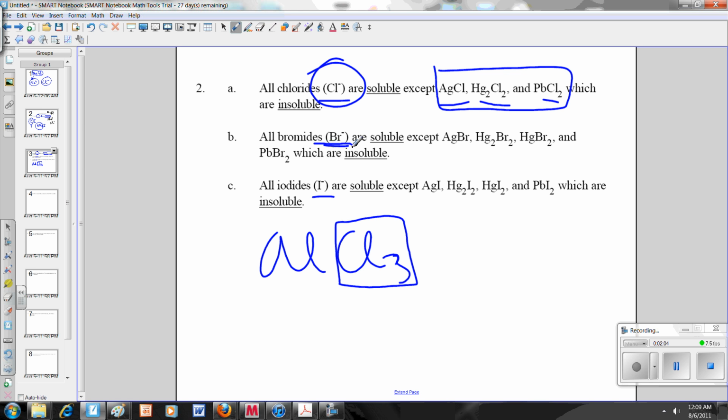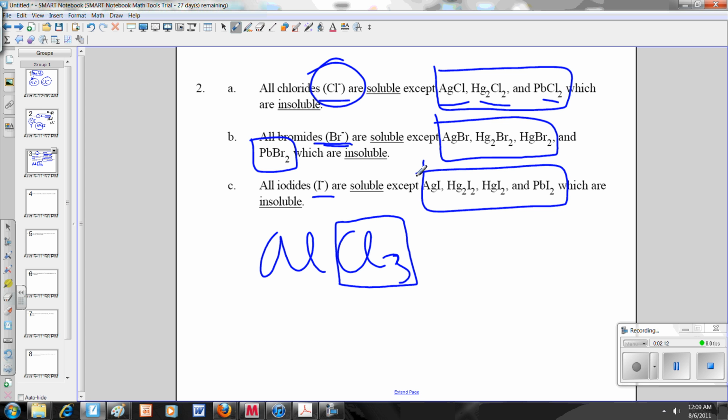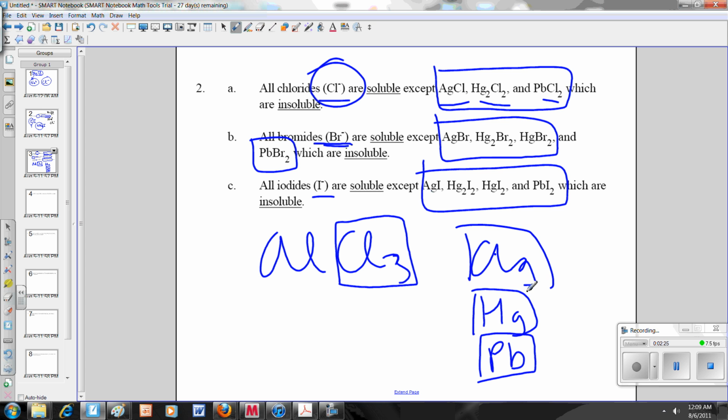Br minus, always soluble except those three exceptions. And I minus are all soluble except those. If you notice, they're the same ones. If you have Ag, Hg, or Pb in the front as a metal, they're going to be exceptions to the solubility rule. It's supposed to be Ag, it's written kind of funny. So they're always going to be insoluble.